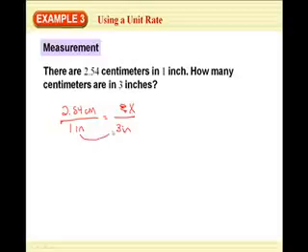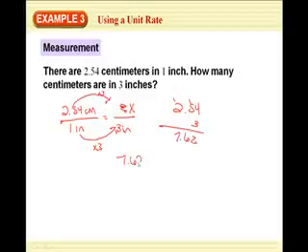So what would we do to 1 to get 3? We would times it by 3. What do you do to the 2.54? Times it by 3. 2.54 times 3: 12, carry the 1, 16, carry the 1, 7. It would be 7.62 centimeters.